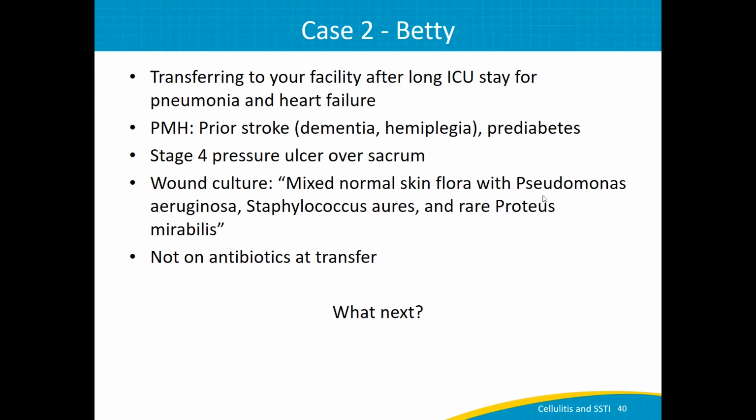So what do you want to do next for Betty? Do you want to contact the hospital to get the final culture results, including the antibiotic susceptibilities? Repeat the wound culture when you go see her? Go ahead and start her on vancomycin and Zosyn, which are probably going to cover those bacteria? Or do we want to make a decision after we assess her?